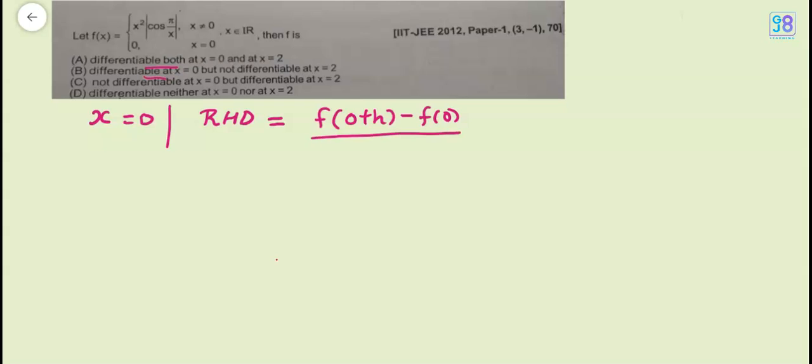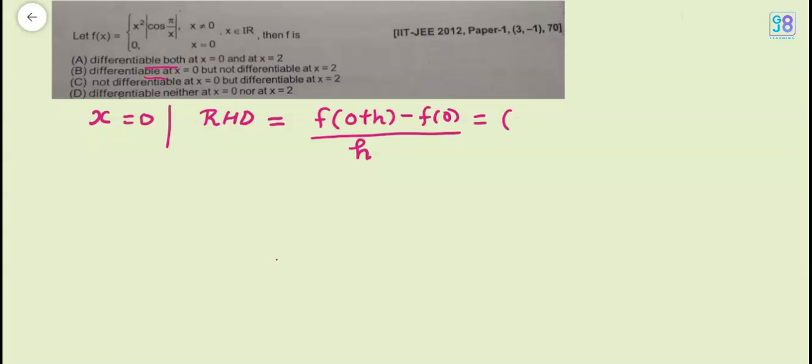If you look at all the options, essentially it talks about the differentiability of the function at the 2 points. So what we'll do is check for the differentiability of the function at these 2 points. Let us first consider the point x equals 0, and we'll write the right hand derivative expression at this point, and we'll also write the left hand derivative expression at this point. So if we write the right hand derivative expression, we will have f of 0 plus h minus f of 0 over h.